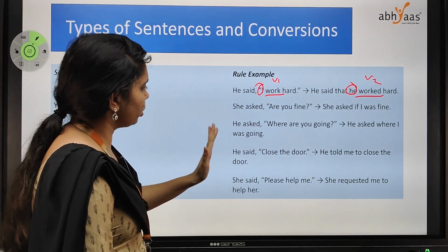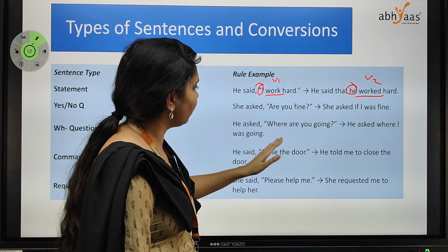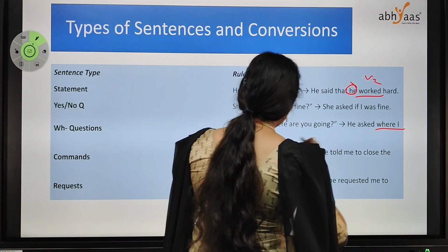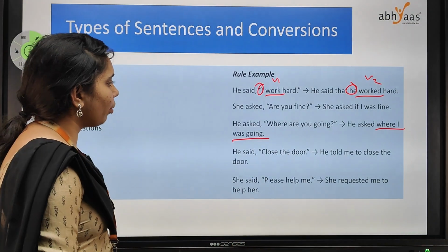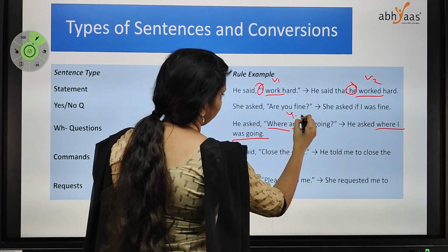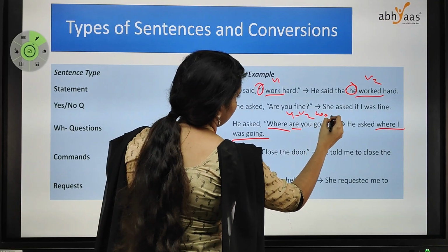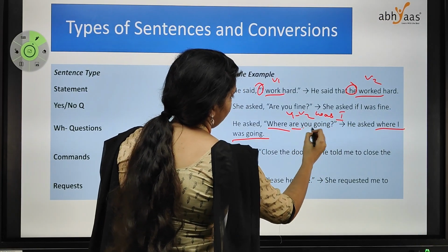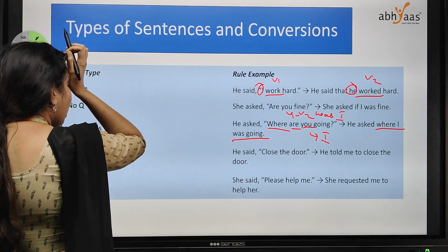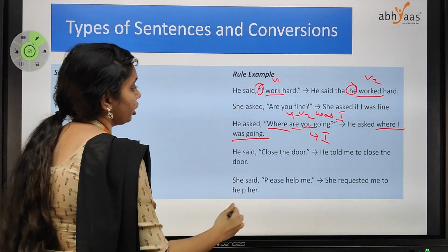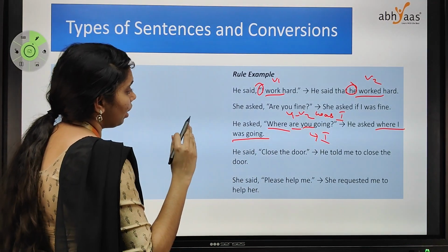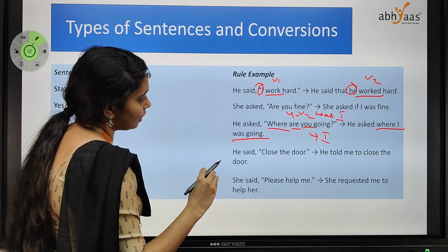Let's see some WH questions also. He asked, where are you going? He asked where I was going. So look at the sentence style here. Generally, you might go with where, and because it's in V1, this becomes V2, that is, where I was going. You becomes I, right? So always remember that whenever you are converting a direct speech question into indirect speech, it cannot be written as a question.